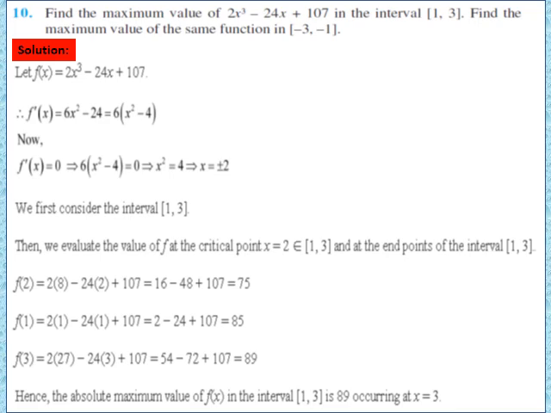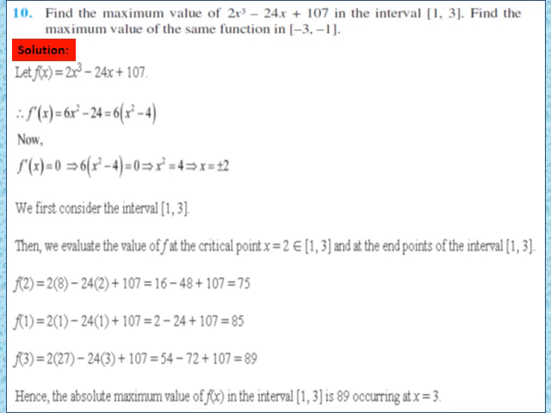So f(x) was given, we calculated f'(x), which is equal to 6x² - 24, or taking 6 common, we will get 6(x² - 4). So putting f'(x) equals 0, we will get x equals to what? Plus minus 2. Now we have the interval [1, 3] and the point x equals 2.